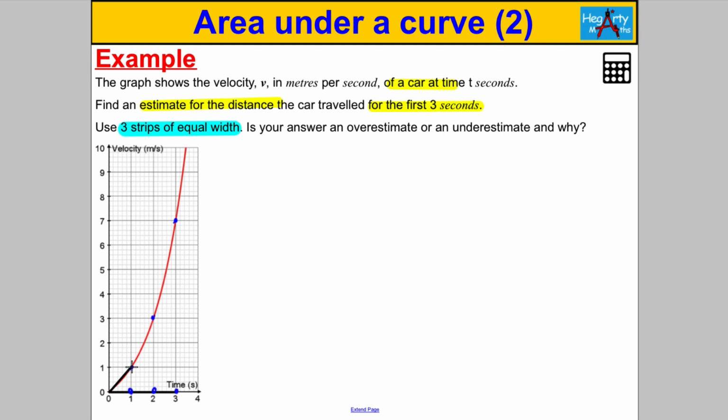So the first one is just a triangle. The second one is going to be a trapezium. And the third one is also going to be a trapezium. And we're going to work out the areas of these 3, add them together. That's our estimate for the distance. So making the picture look a bit prettier, it would look something like this. I'm going to call this shape 1, this shape 2, this shape 3. So the area of shape 1 is going to be base multiplied by height divided by 2. The base is 1, the height is 1, so it's going to be 1 multiplied by 1 over 2, which gives us a half, 0.5.